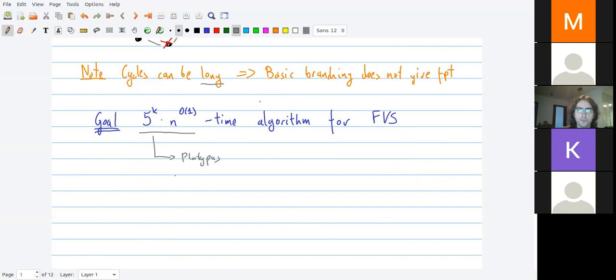In the Platypus book, there is also another algorithm, a better algorithm that builds on top of this 5 to the power k, which runs in time (2 plus golden ratio) to the power k times polynomial. And this is currently the fastest deterministic algorithm for feedback vertex set. So fastest deterministic.